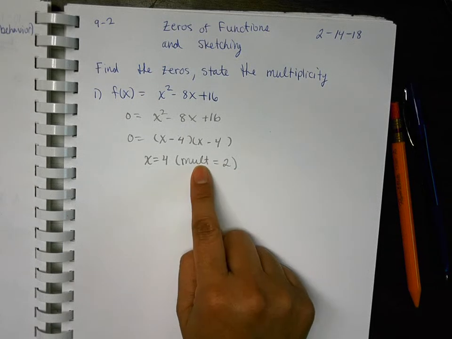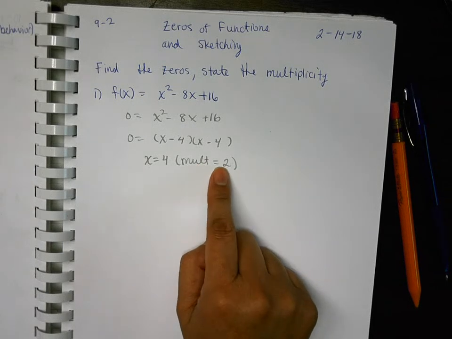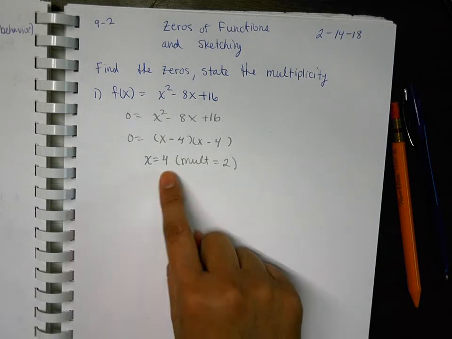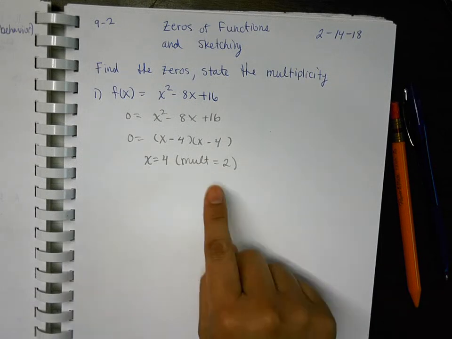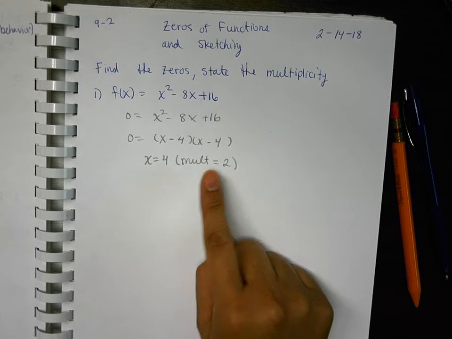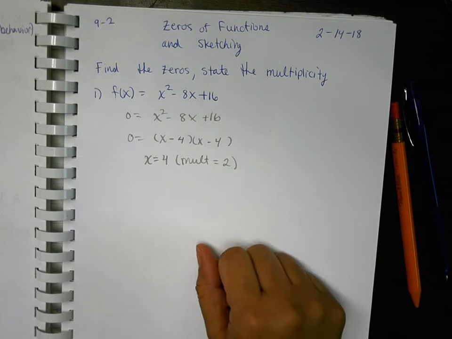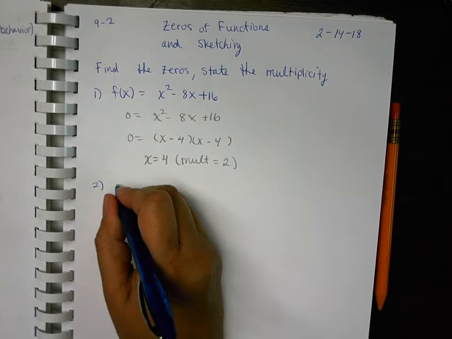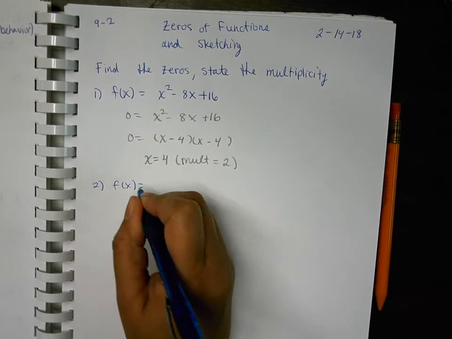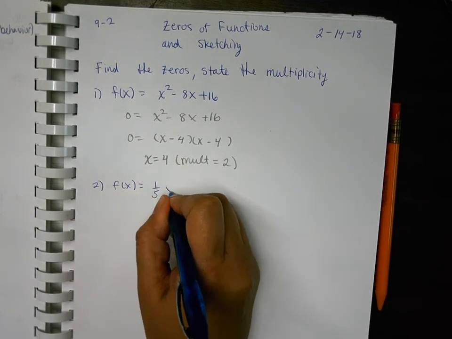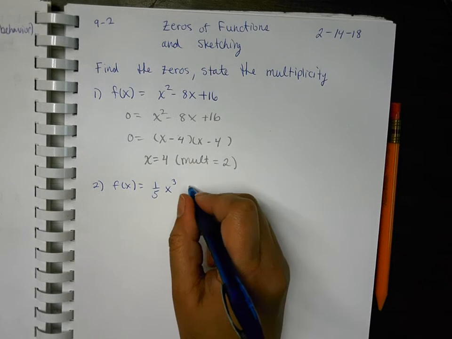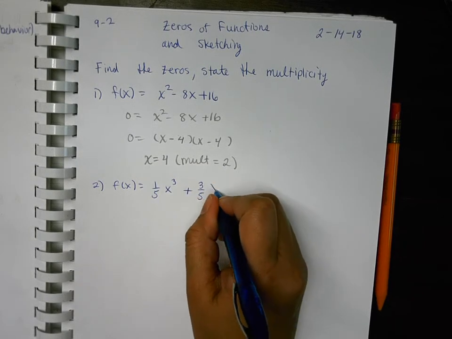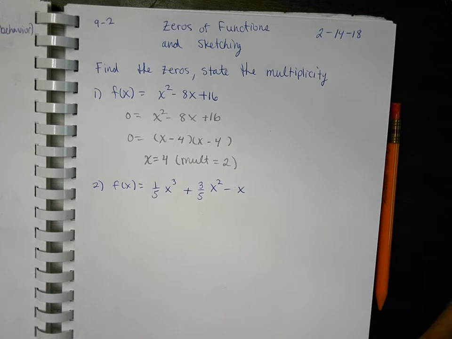All right. Do you guys remember from last year what happens when the multiplicity is even? Something happened to your graph. It was a bounce. You remember that? It bounced. And if your multiplicity was odd, it crossed. All right, so yes, you guys do remember. All right, number 2. F of x equals 1/5 x cubed plus 3/5 x squared minus x.